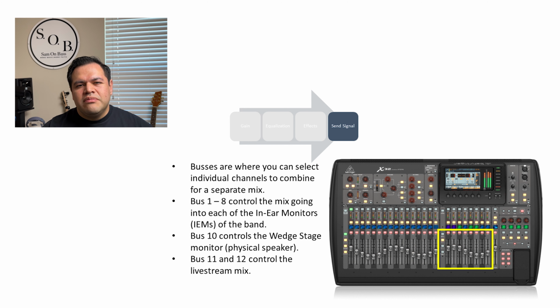Buses are specific places where you can collect a mix of channels. You can make separate mixes. Main faders control the main bus, the one going to the front of house speakers, but you have additional buses to create different mixes for different needs. For example, we use the first 8 buses to create mixes for in-ear monitors for all of our musicians. They're able to adjust whether they want to hear themselves more or somebody less. It's their own mix. We have another bus that controls the floor wedge monitor, a physical speaker on the stage so that the preacher or whoever's speaking can hear themselves when they don't have in-ear monitors. And then we also use buses 11 and 12 to create live stream audio. That's where we create the mix that goes into our live stream.